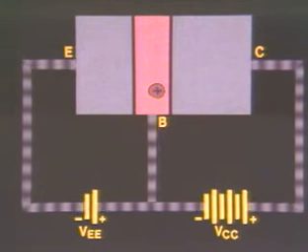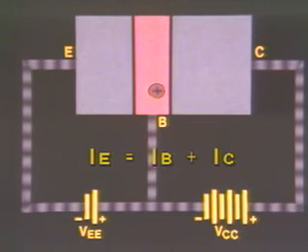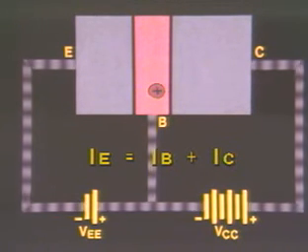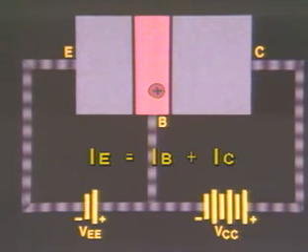The emitter current is equal to the sum of the base current and collector current as expressed by the equation I sub E equals I sub B plus I sub C.